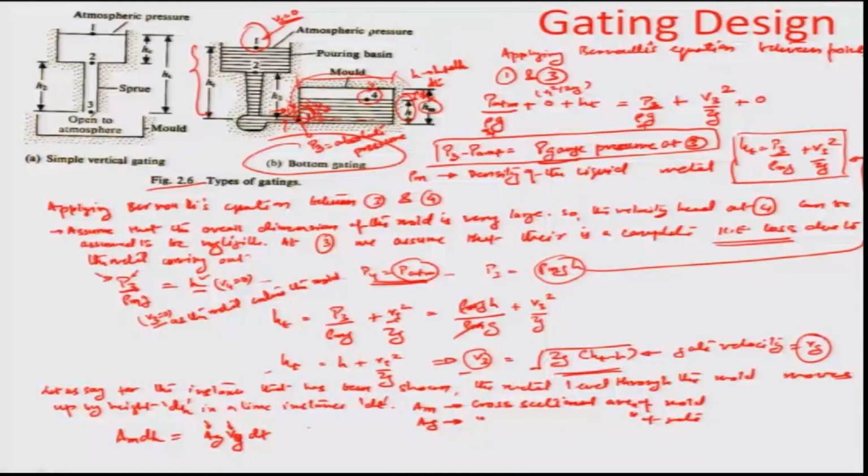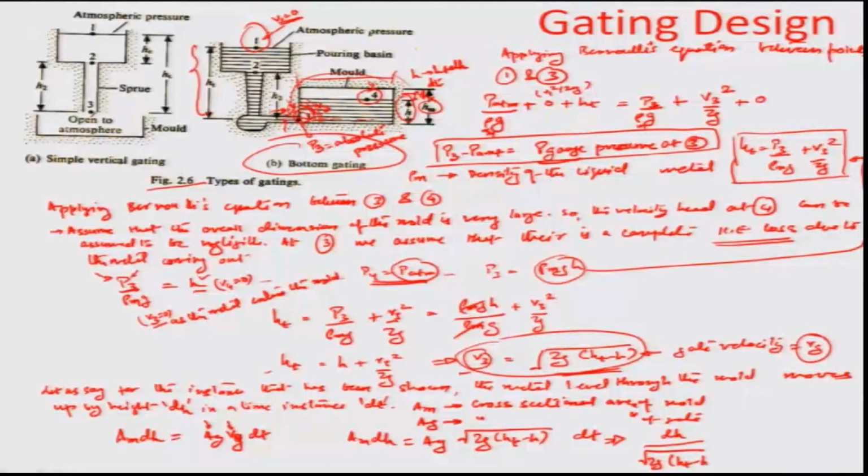So, if I put the value of gate velocity from the previous equation which I have obtained into this equation, we get Am times dh is actually equal to Ag times root 2g (Ht minus h) dt. Or in other words, if I assemble this equation in the right manner, I have dh by root of 2g (Ht minus h) equals Ag by Am dt.